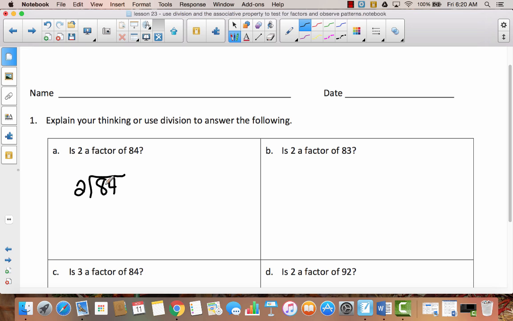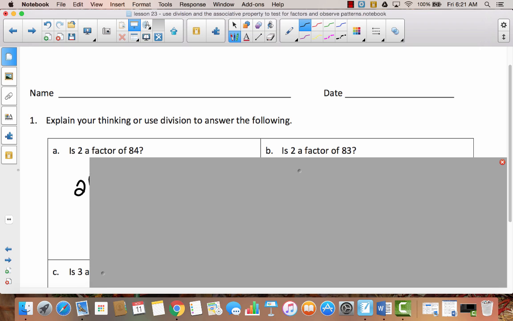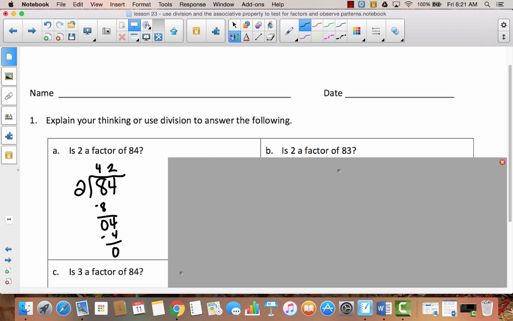So I'm going to pause the video. I want you to finish this division, and we're looking to see if we're left with a remainder. Okay, so hopefully you finished your division problem. When I finished my division problem, I found that 84 divided by 2 was 42, and there was no remainder. So is 2 a factor of 84? And the answer is yes.